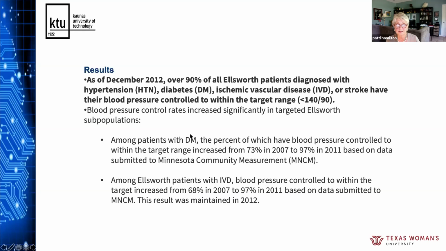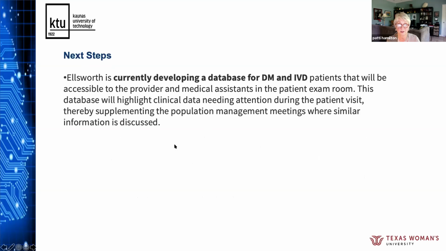They had great success among the patients with diabetes. They went from 73% controlled blood pressure to 97%. And for those with ischemic vascular disease, they went from 68% to 97%, managing their blood pressure within the tolerance of those limits. And they overall had reached their goal of 90% for all of those. So they did a very good job of getting that.